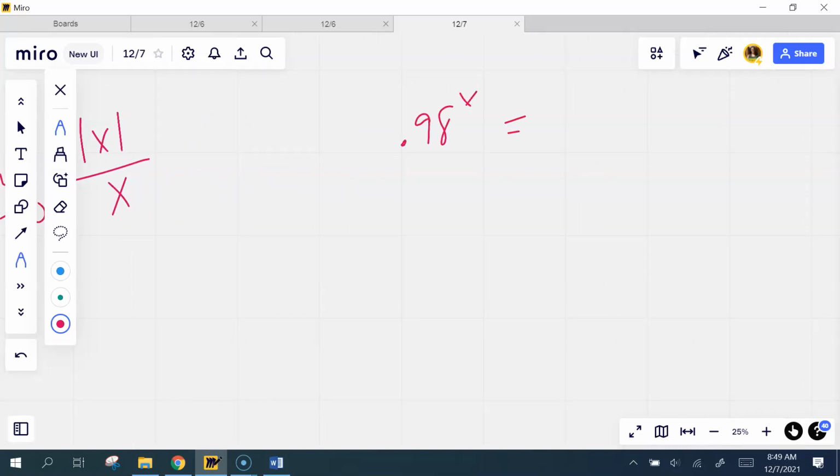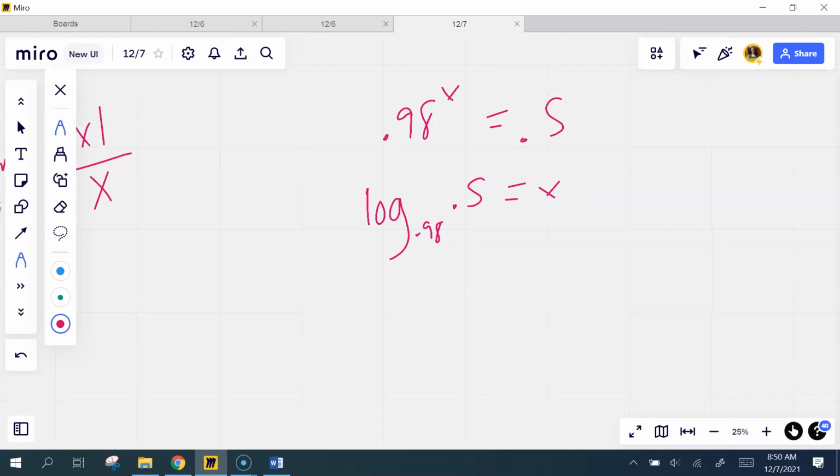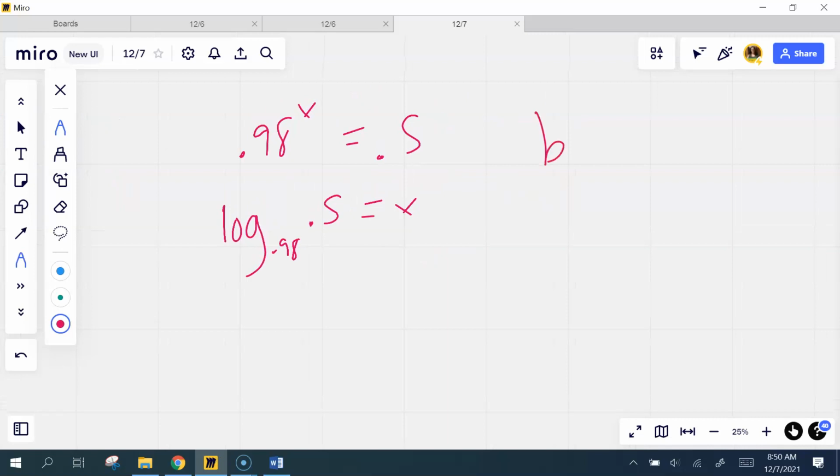Oh, I know. 0.98 to the x equals 0.5. Change the form. That's just a straight log problem. The log base 0.98 of 0.5 equals x, and you use your calculator. Why do you use log? Natural log's only with e. So remember, b to the x equals a changes to log base b of a equals x. There. It's there.